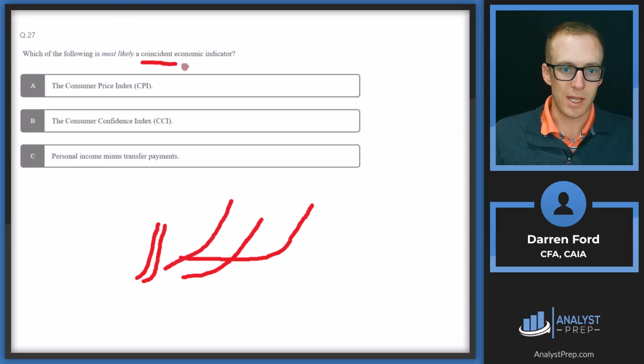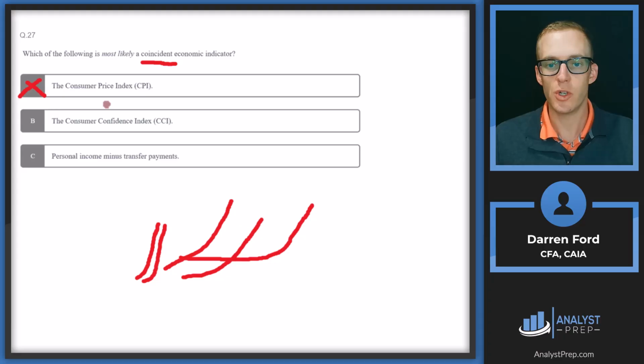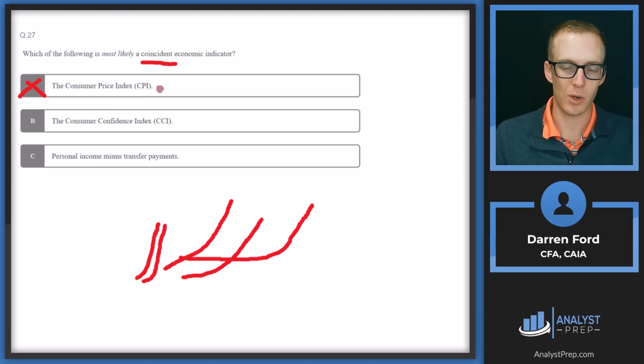So given that, let's take a look at these. We've got A, CPI. CPI is going to be lagging, and that's because higher economic activity is going to lead to higher inflation because of the high demand, and vice versa. So when demand slows down, that's going to lead to inflation decreasing because there was more demand. So that's not going to be coincident. That's going to be lagging.